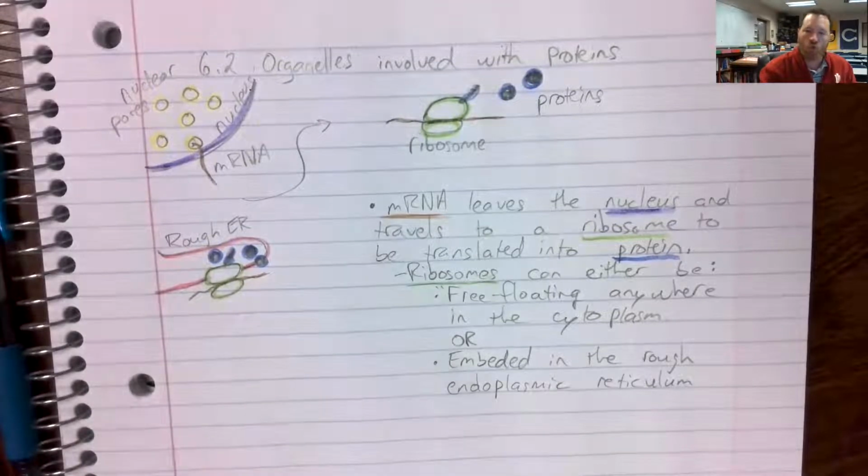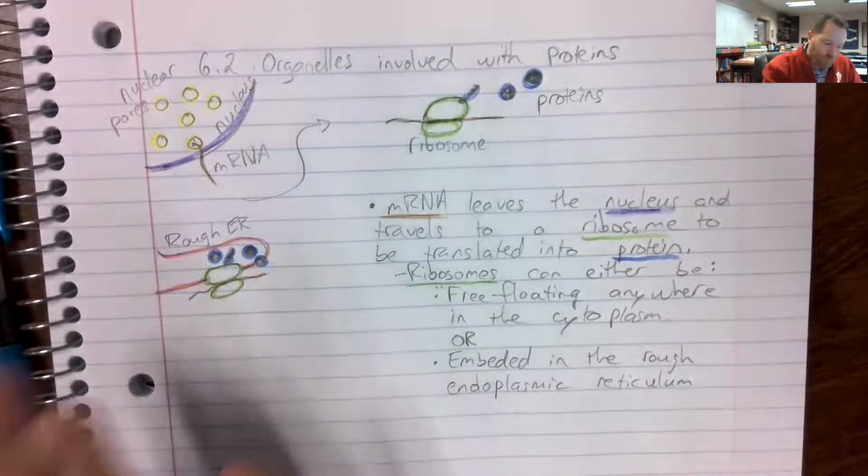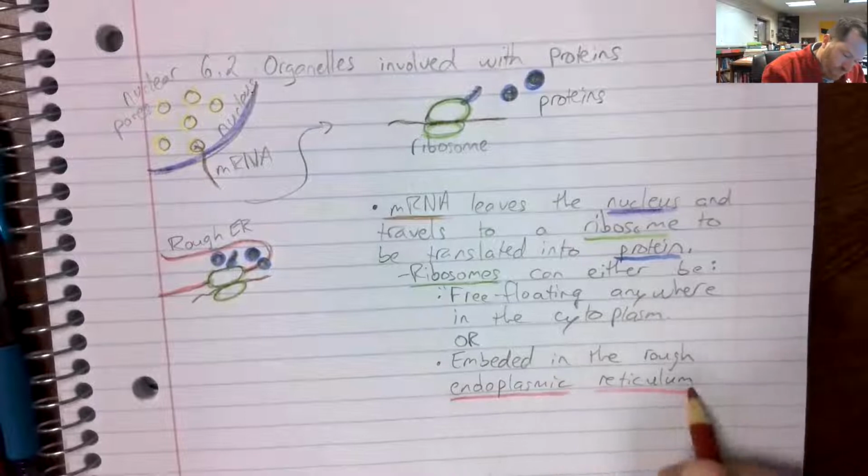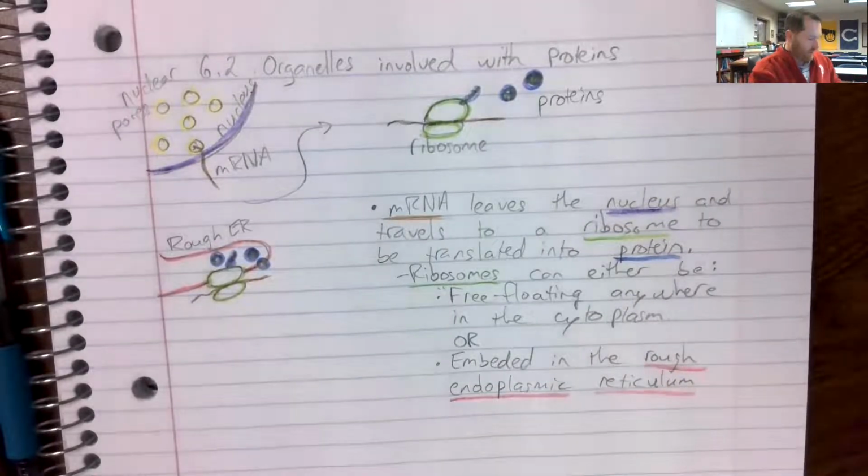In fact, that's why it's called rough. It would have ribosomes just kind of studded all over it. So if you ran your finger along it, it would feel rough, almost like braille, I like to think.